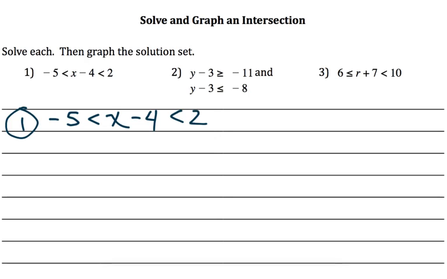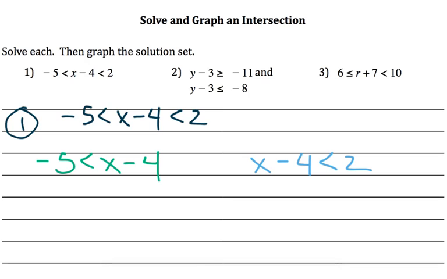Now what this means is that we can break this into two parts. The first one I would say, well, negative 5 is less than x minus 4. And I'm tracing that because I can see that that's the first limitation on this, whereas negative 5 is less than x minus 4. And if I look on the other side where I'm going to compare x, I could also say, well, x minus 4 is less than 2.